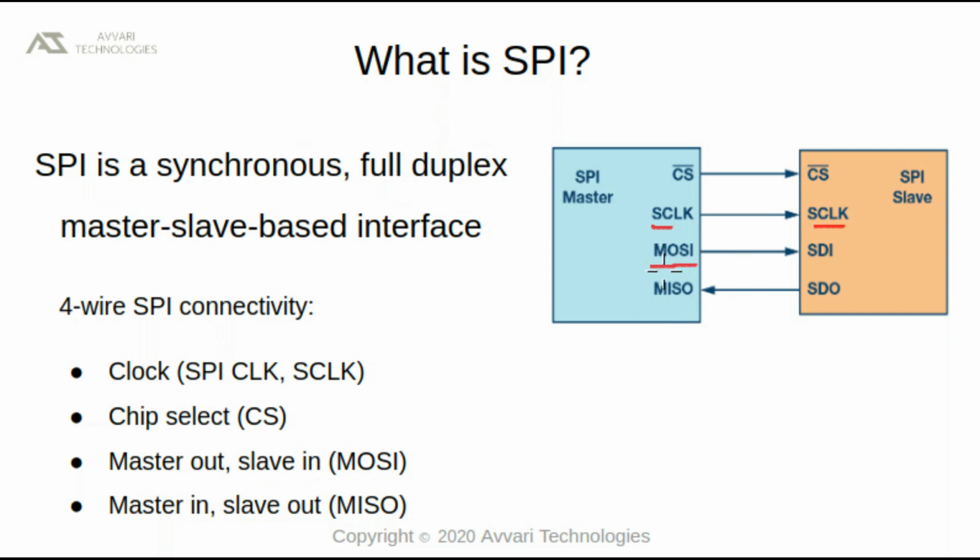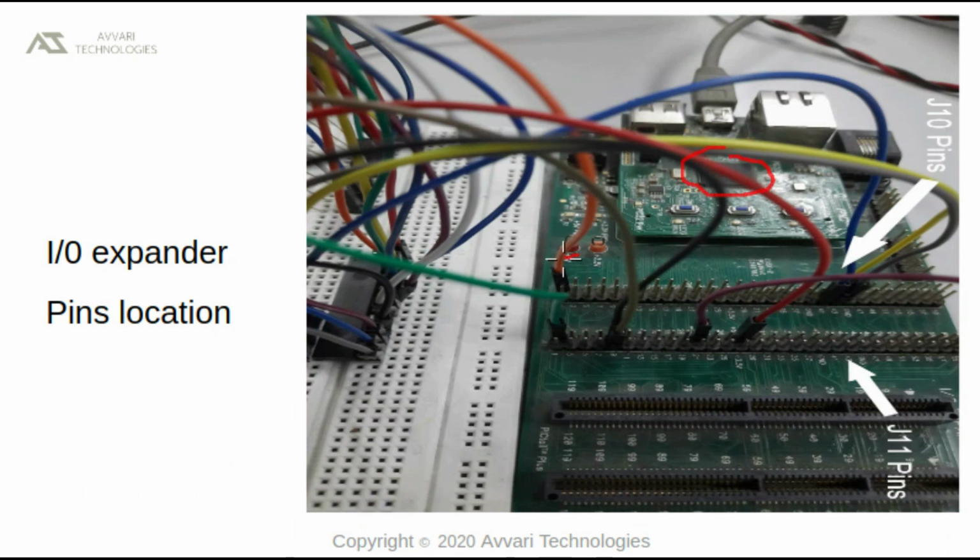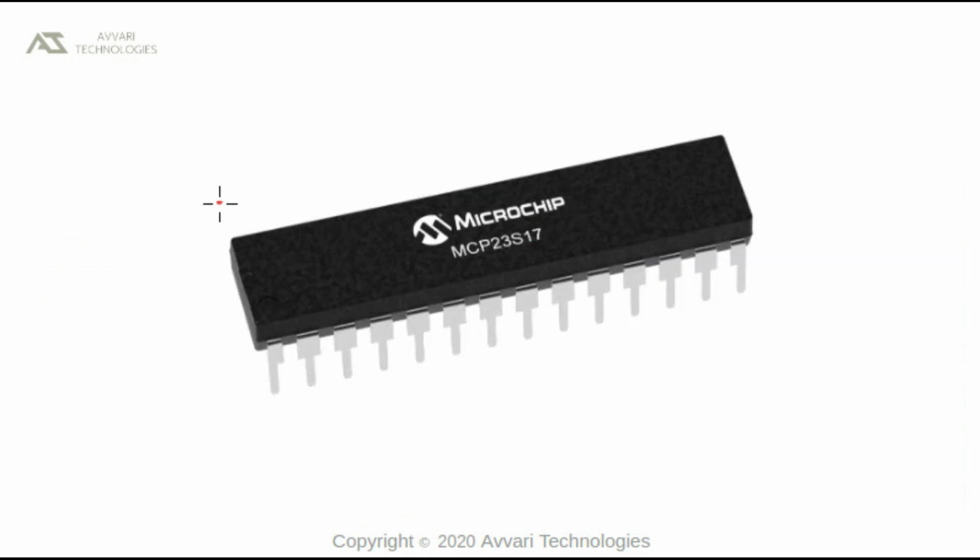MOSI stands for master out, slave in. The master sends data to the slave and the slave receives. MISO: master in, slave out. The slave will send data and the master will receive. In this project, we are using PIC32 as a master and MCP23S17 as a slave device. This is our controller and this is the IO expansion board that we are using for the controller. This is our IO expander, MCP23S17, which supports the SPI protocol.